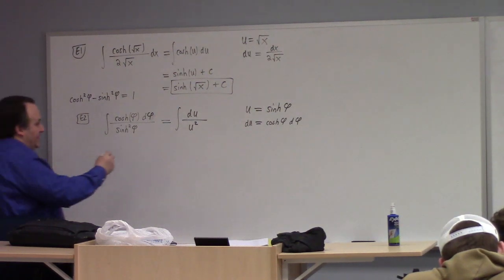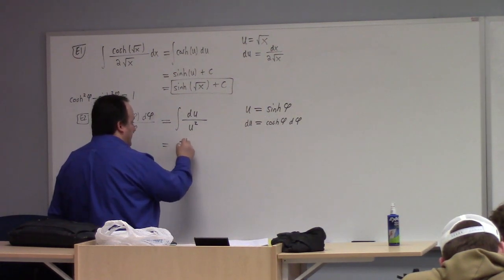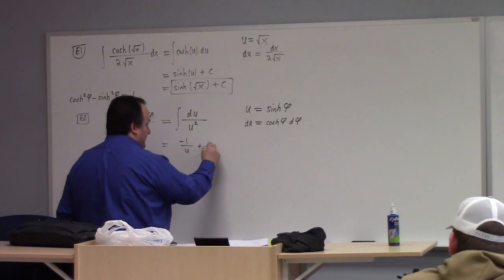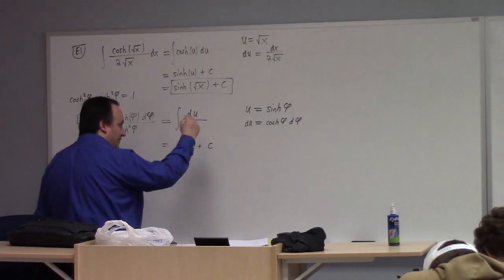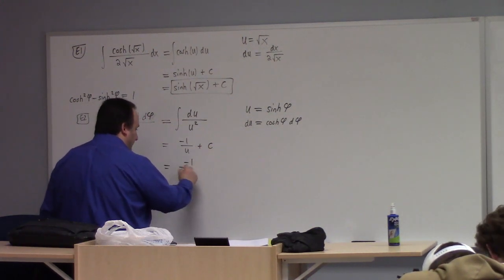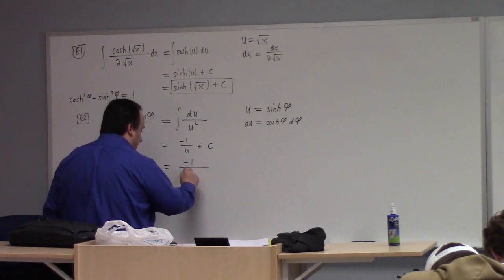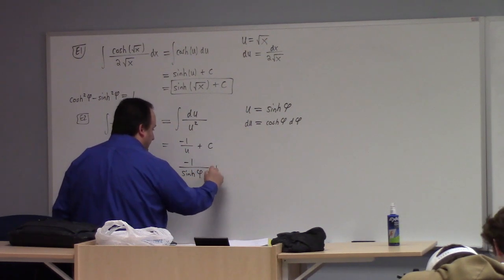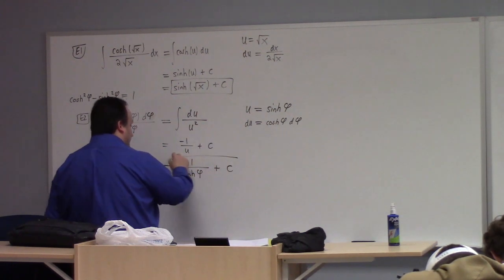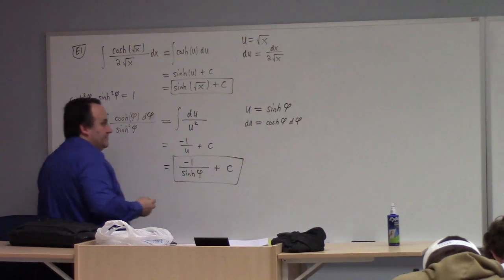One over u? That's almost right. Yeah, negative 1 over u. You got it. Excellent. So then we just go back to undo our substitution. So we got negative 1 over hyperbolic sine of phi plus a constant. There you go. That's all there is to it.